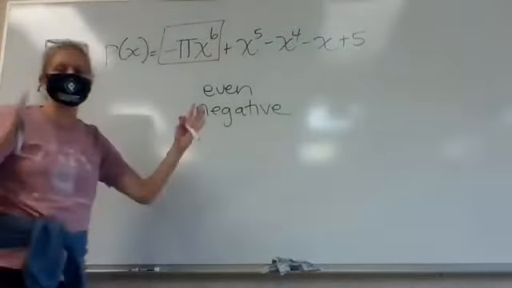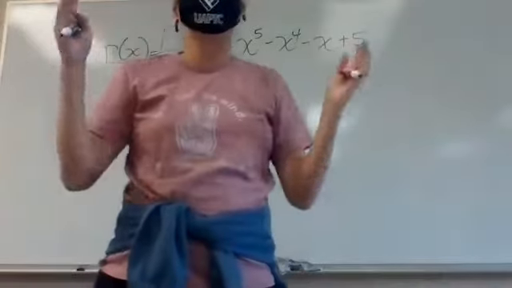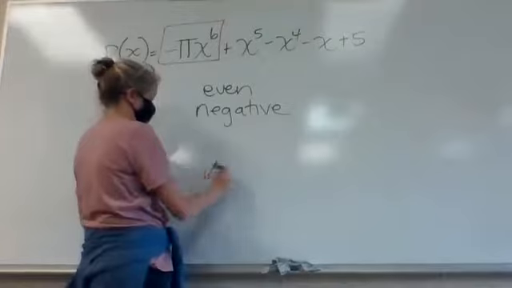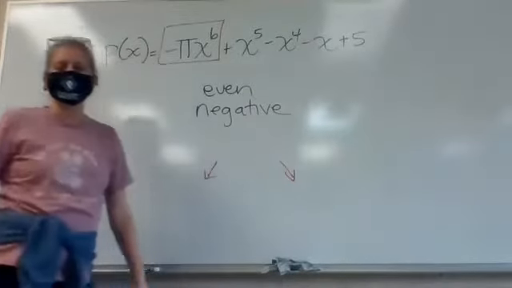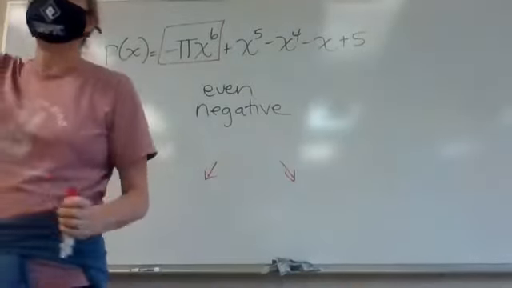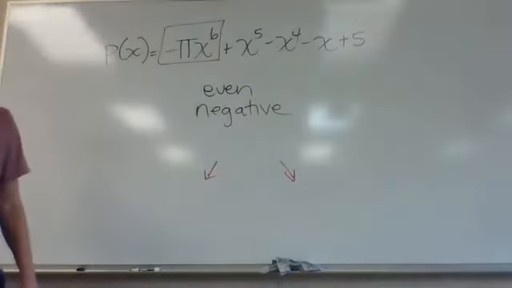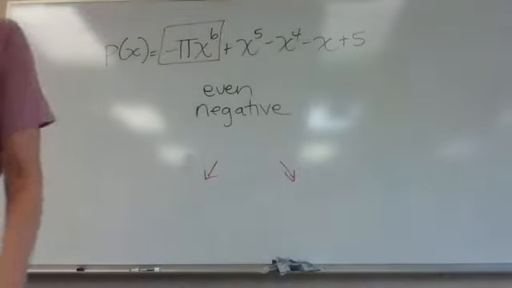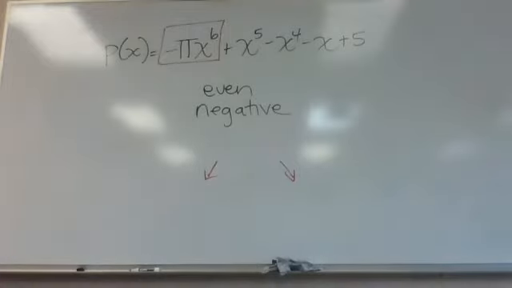So even exponent means my ends are doing the same thing as each other. And negative means what? They're both going to be going down, right? That negative is what's flipping the graph upside down. Right, number three, same thing.